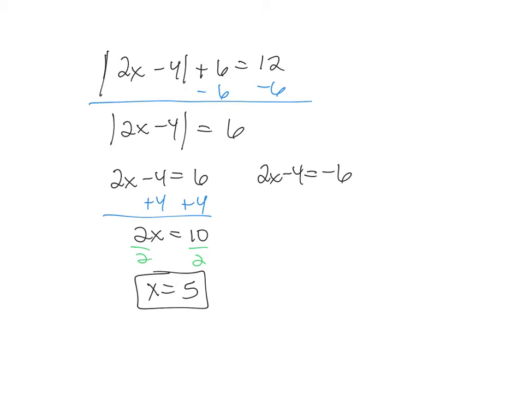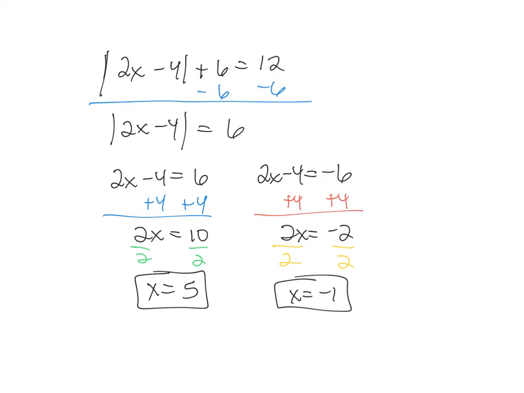So the solving part should hopefully be a little bit easier now that we've done this for a couple days. Negative 6 plus 4 is negative 2. Divide by 2. X equals negative 1.